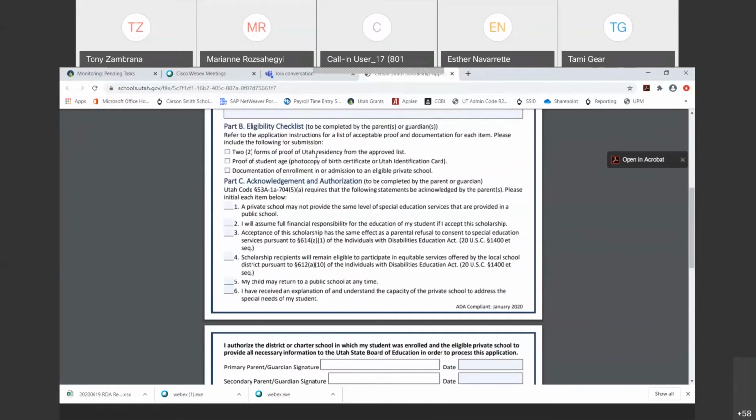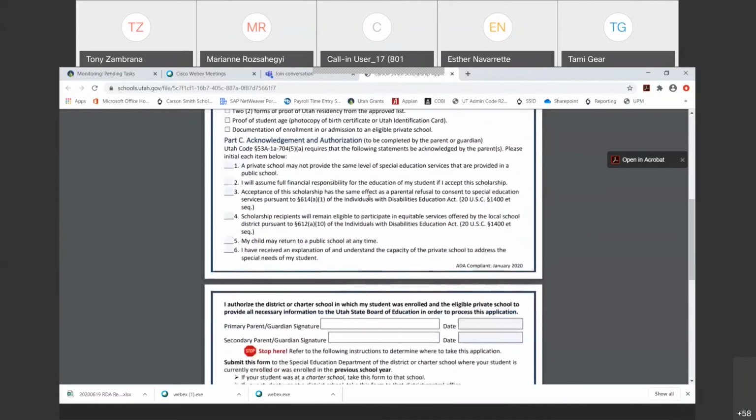Next is proof of the student's age. This is going to be a photocopy of the birth certificate of the student or a Utah identification card. That's why we need that information, so that we can prove the student's age. Next is documentation of enrollment or an admission to an eligible private school. This is the acceptance letter from the private school. So we need all those 3 before we can consider this application complete. Make sure that you actually do attach that information to the application.